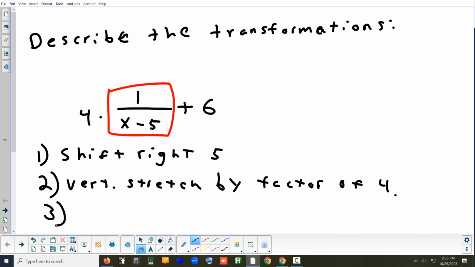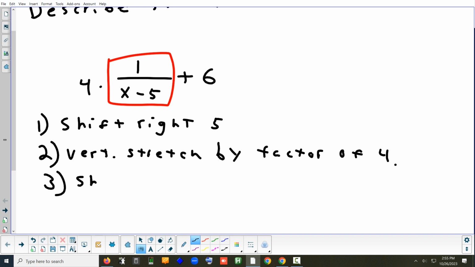And there's only one more number to focus on, and that's the 6. It's outside the box, but it's addition. So what's that going to do? A vertical shift up. Yep, so how many is it going to shift up? 6. Yep, and there are the 3 transformations. The ones we didn't have in this one were the reflections.